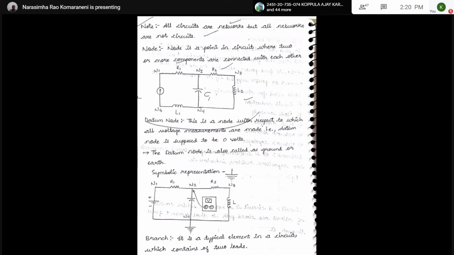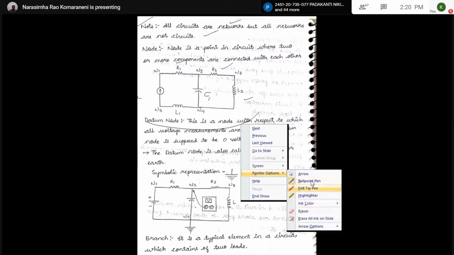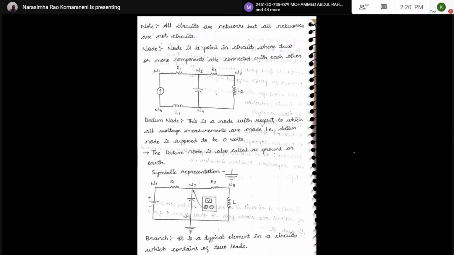Can anybody answer? Is it a network or a circuit? Hello? Please respond. Circuit. All the circuits are networks, right? If you see here, this circuit consists of two closed paths. So this network consists of two closed loops, closed paths, right? So this network we can call a circuit.